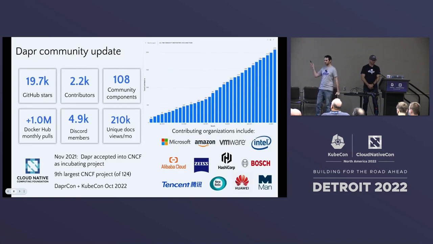This is an update on the community traction that we're seeing. Dapr today is the ninth largest project in CNCF based on the report that was released by CNCF a month ago, I think it was. We're seeing lots of amazing companies contributing to the project. We have over 2,200 contributors today, and our Discord community is growing. Please join it after the talk. It'd be great to get your thoughts and feedback on the project.